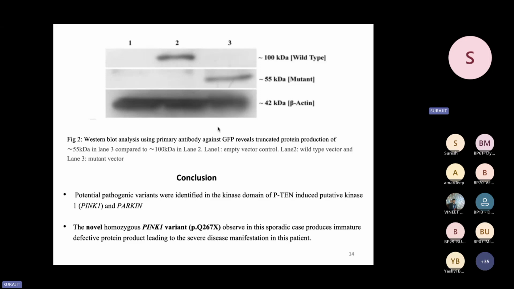So we can say that a potential pathogenic variant was identified in the kinase domain of PTEN-induced putative kinase 1, PINK1, and this variant is found in a sporadic case and causes a truncated protein, which may cause the disease phenotype. But this is only a part of our study. We are doing other types of research, which we will discuss in the next slides.